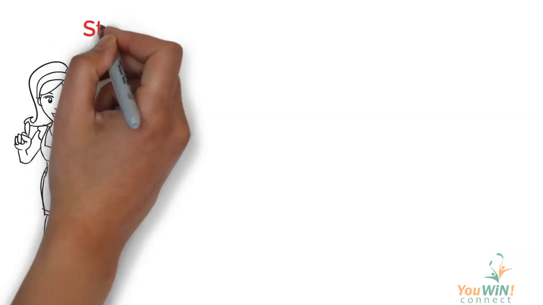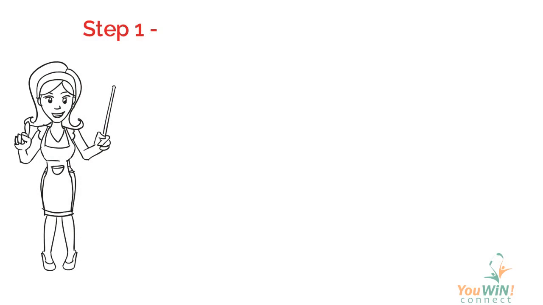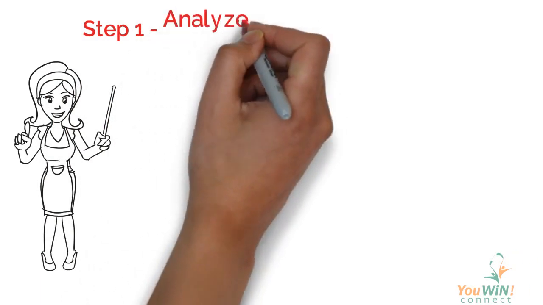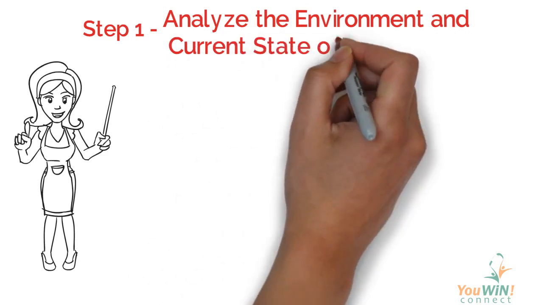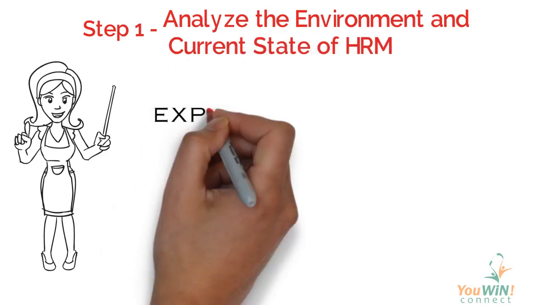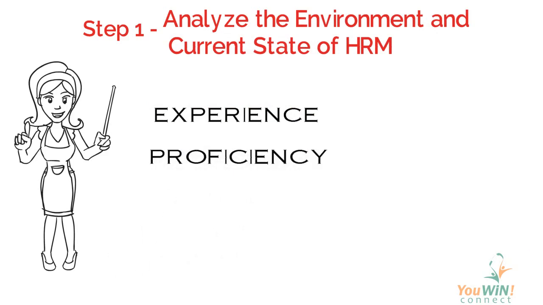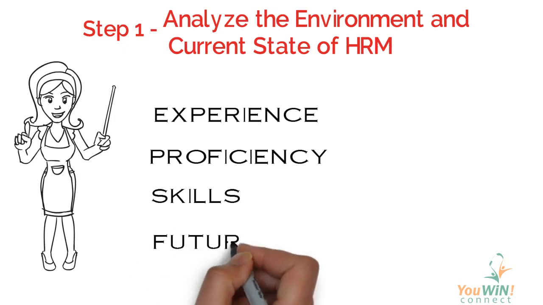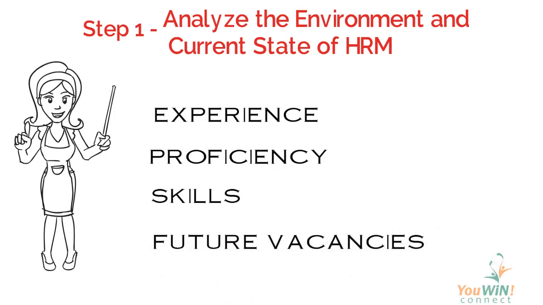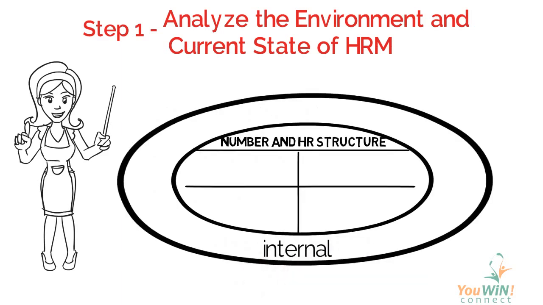Let's dig in now and look at step 1. The first step in the HR planning process is to analyze the current manpower supply in the organization in terms of the experience, proficiency, skills, etc. that an employee requires to perform a particular job. The future vacancies can also be estimated so as to plan for the manpower from both the internal, that is within the current employees, and the external, when you have to hire candidates from outside.